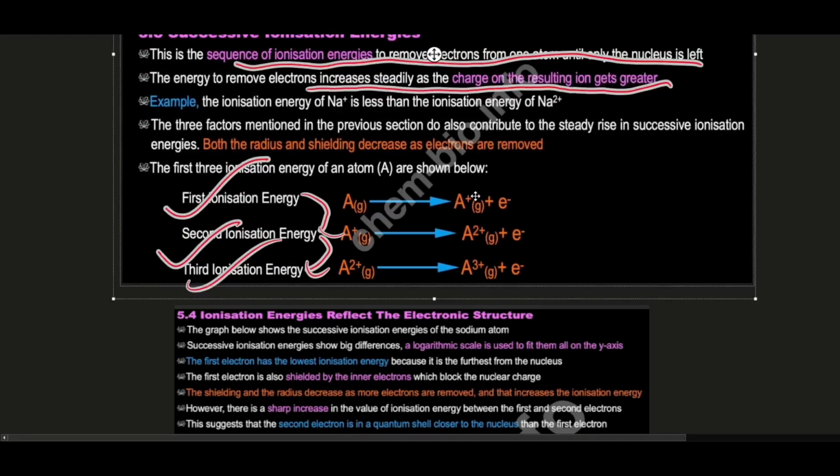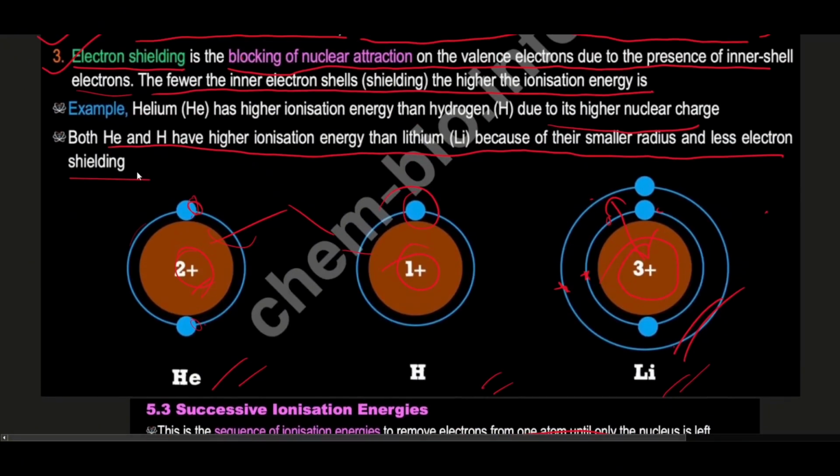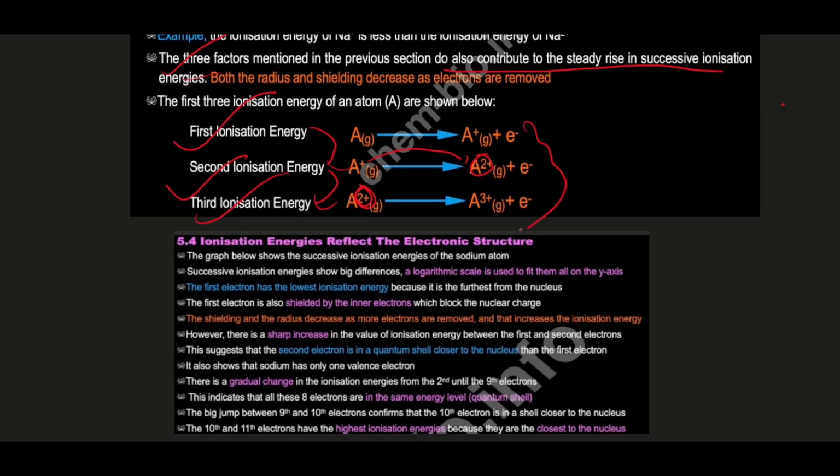Check this out: A+, then A2+, and when you want to remove another electron, obviously the charge is increasing. Sorry, not nuclear charge, the ionic charge is increasing, isn't it? So obviously more energy will be required. These three factors also contribute to the steady rise in successive ionization energy. Remember that the three factors which I have discussed below also contribute to the increase in ionization energy. You should also remember the format of writing the ionization energy equation. So please memorize this as well.